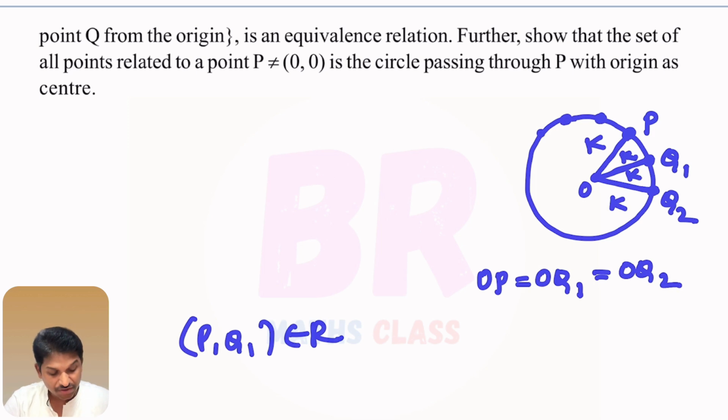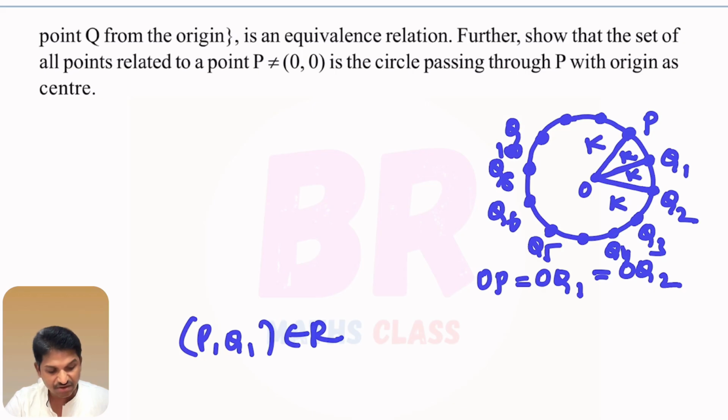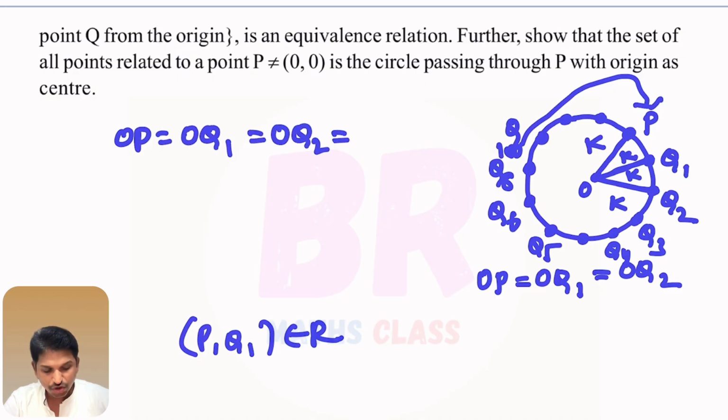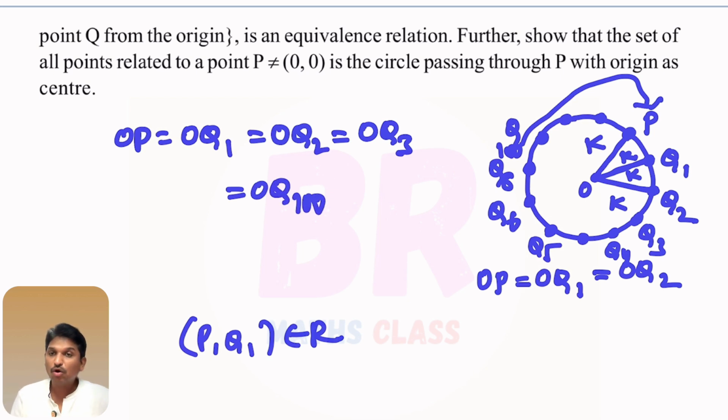So whatever points you take which are related to point P, try to understand in what way they are related. Whatever points I take here, Q3, Q4, Q5, Q6, Q8, Q100, these are all related to point P as per this relation. Why? Because OP equals OQ1, OP equals OQ2, equals OQ3, equals OQ100. If we take all such points, Q1, Q2, Q3, which are related to point P, and you observe, all such points form a circle. That circle passes through P with the origin as center.